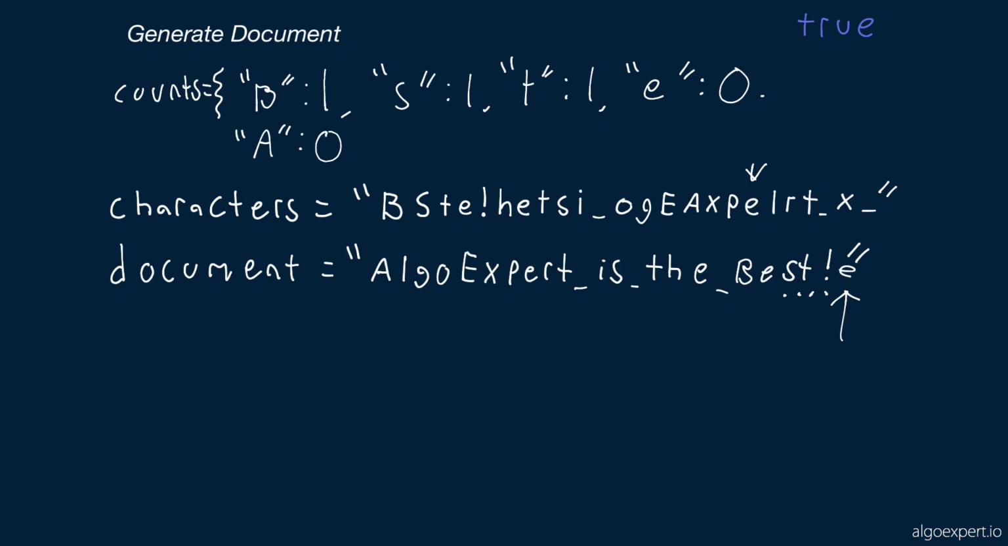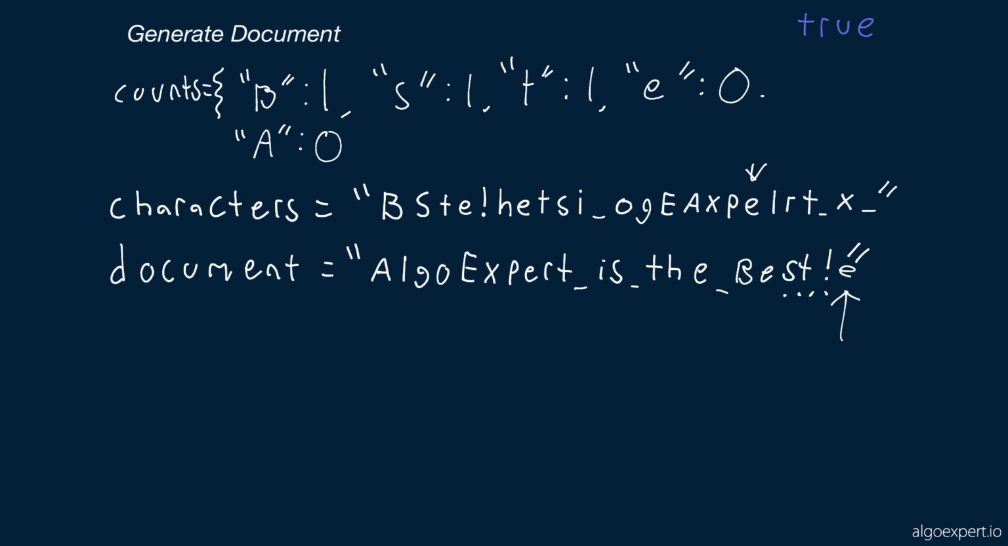So what we do, though, is we check if the value here is greater than 1, or if it's greater than or equal to 1, so greater than 0. Now, if E has 0 as the key, that means that we've used all of the E's from our character string already. So that means we cannot create this document because there's not another one here for us to use. So we just return false. And that's as easy as this solution is. So that's what we're going to do.